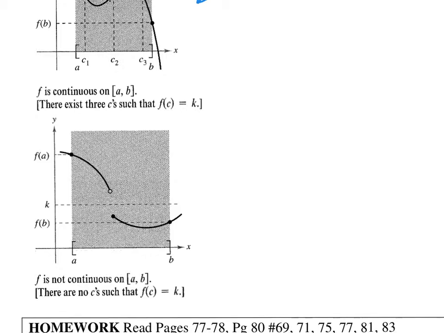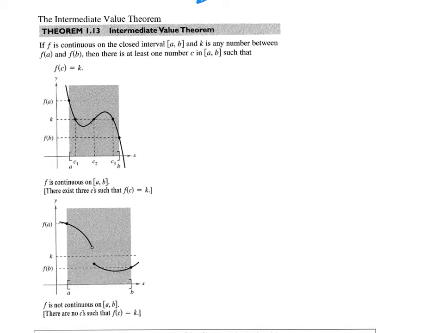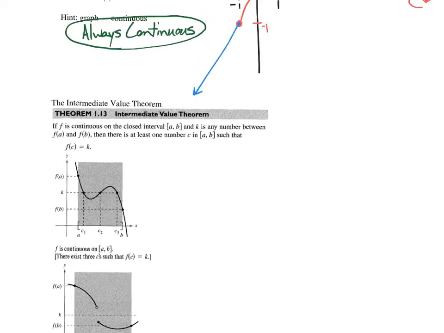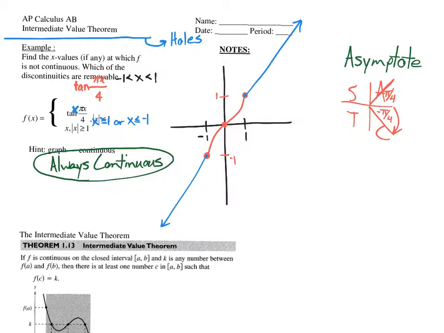Let's do an example of this with an actual function and see how this works. Since we've already done this, let's look at our work above here.